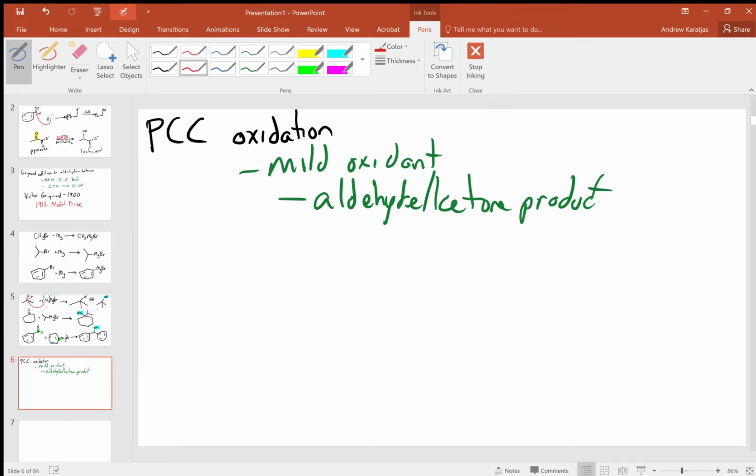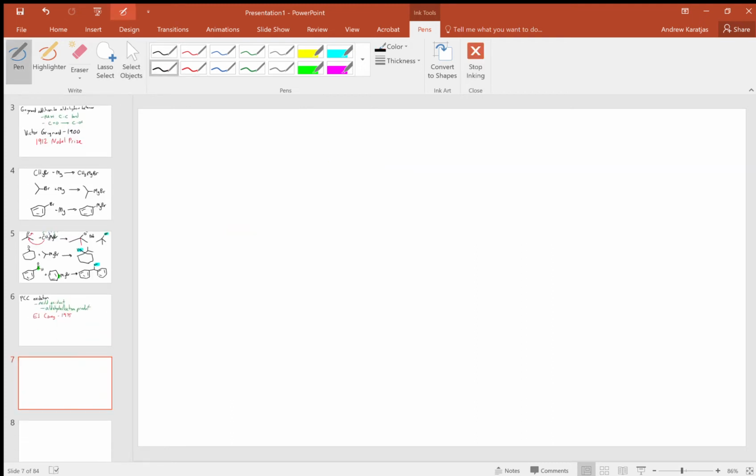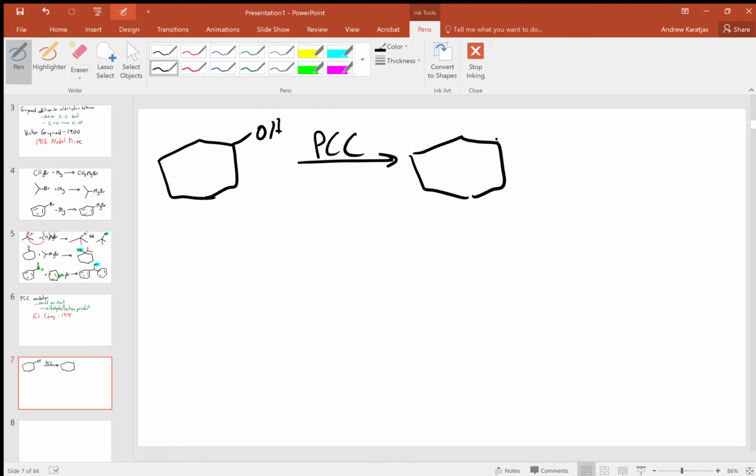PCC is an oxidant. Among the reactions we learn in an intro organic course, this is definitely one of the newer ones. Its discovery is credited to E.J. Corey in the mid-70s. And again, it's a much more mild type of oxidation. So with a secondary alcohol, like cyclohexanol here, we can easily form ketones.